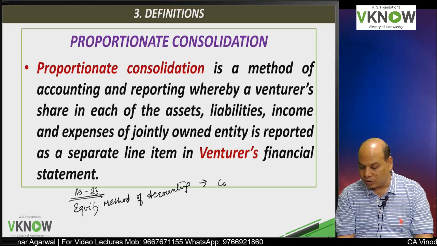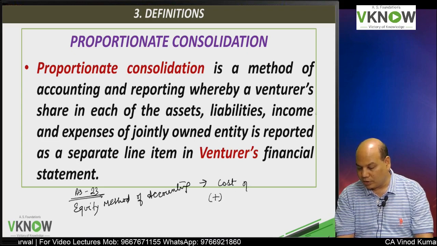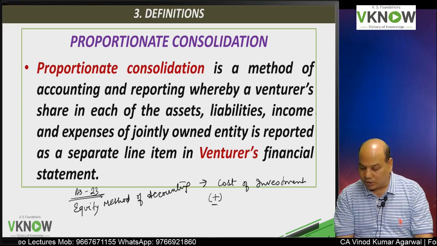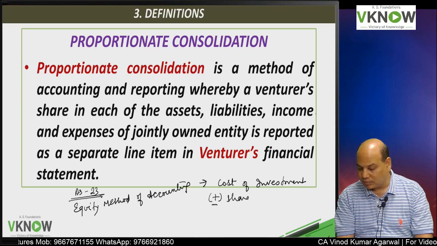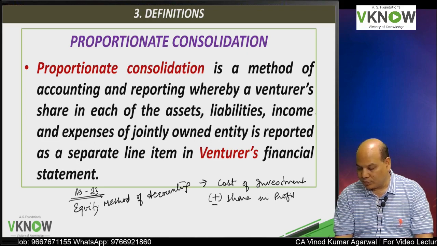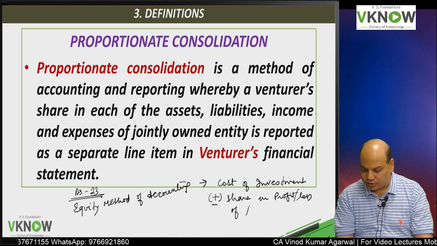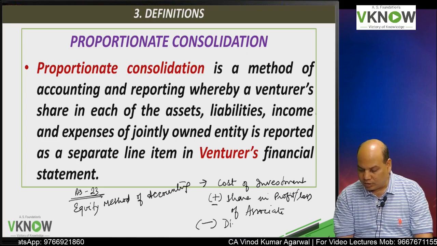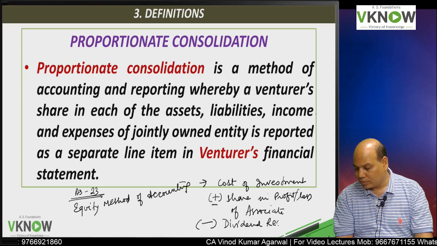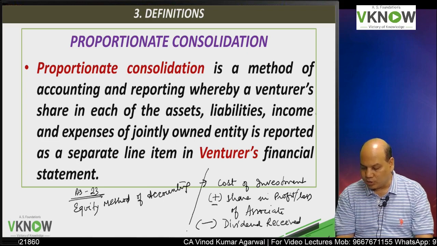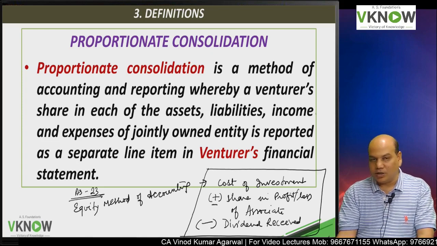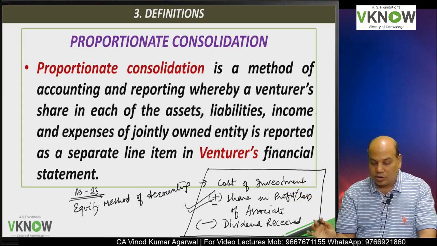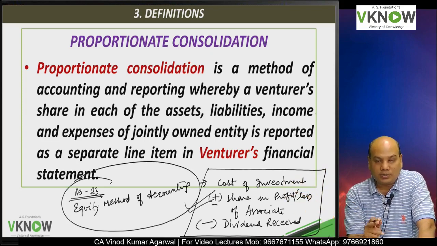So what we do in AS23, we take the cost of investment and we simply increase or decrease, plus or minus, our share in the profit or loss of the associate, and if we receive a dividend, we deduct the dividend received from the associate. So usually every year this pattern repeats, with a corresponding second effect of profit or loss in the consolidated P&L account. This is AS23 we have done.